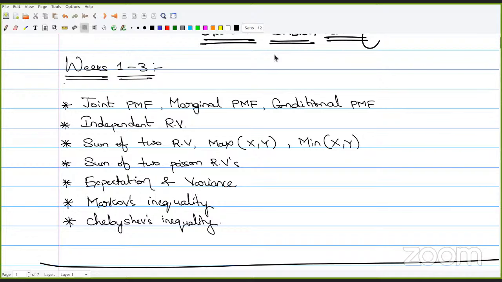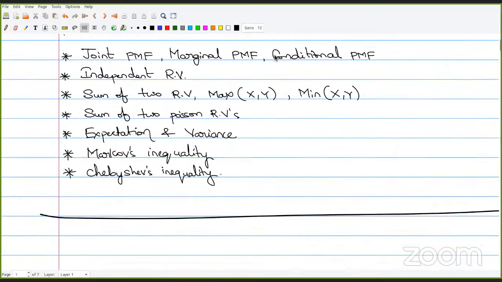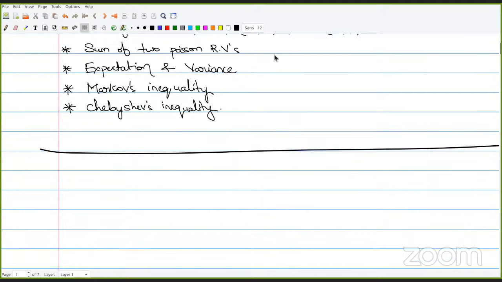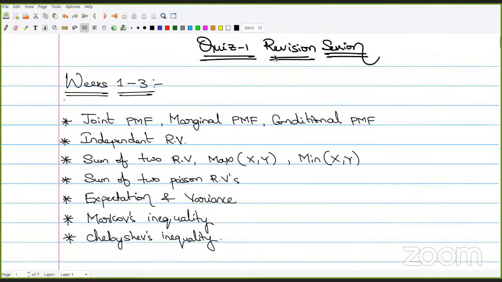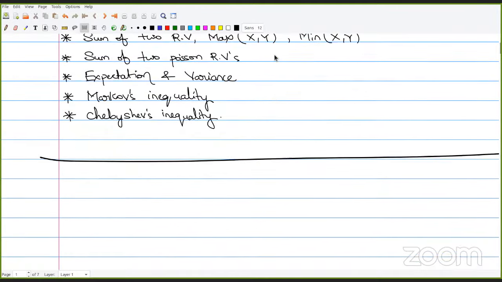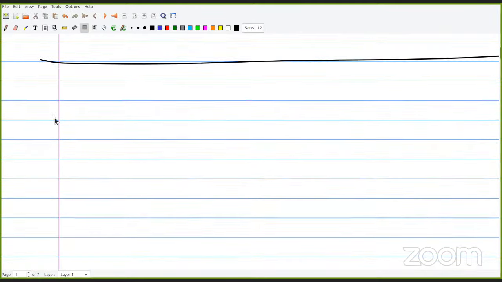Let us start with the very first topic. Sir, what are the things not included? Covariance, correlation, and the general case for n variables: joint PMF, marginals, and conditionals on n variables. We are not going to discuss more than 3. Okay, so let us start with joint.